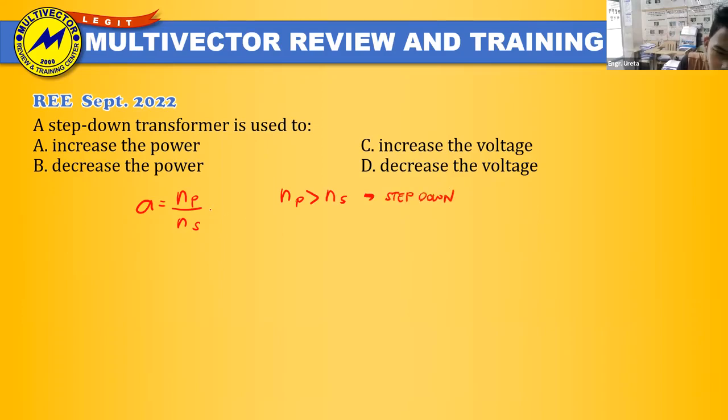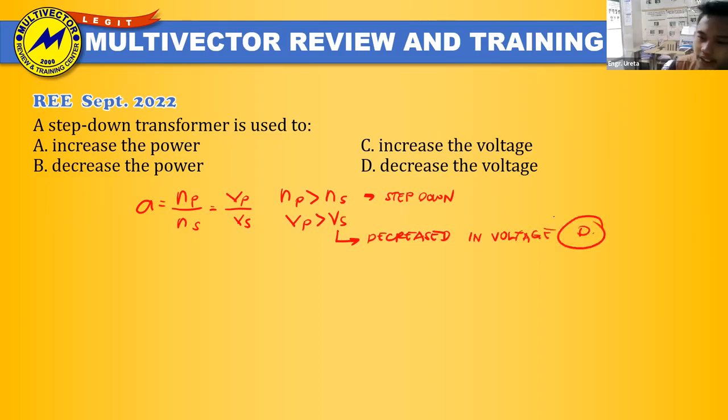Our turns ratio, primary all over sa secondary, is just equals to the voltage primary all over the secondary. Ibig sabihin ganun din. The voltage primary of a step-down transformer is greater than our secondary. Therefore, a step-down transformer is used to decrease voltage. Stepping down voltage yung meaning, decrease in voltage. So letter B.